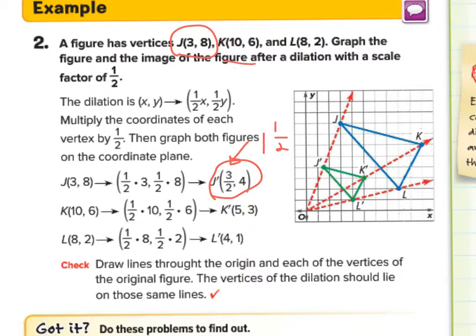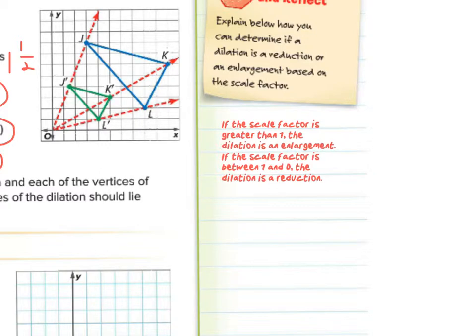Continuing on, we said that half of 10 is 5 and half of 6 is 3, right there. Okay. Half of 8 is 4, and half of 2 is 1. And there it is, 4 and 1. So then you can see how the math was done. Each number was multiplied by half to give you half of that number. So what do we learn from this example? If we could make a conclusion, I would say that if the scale factor is greater than 1, so a whole number greater than 1, the dilation is an enlargement.